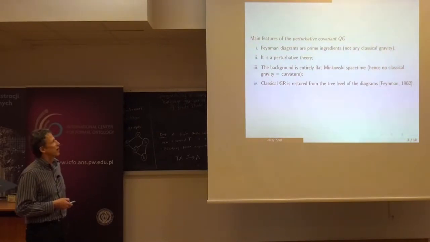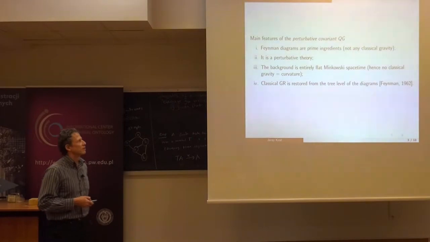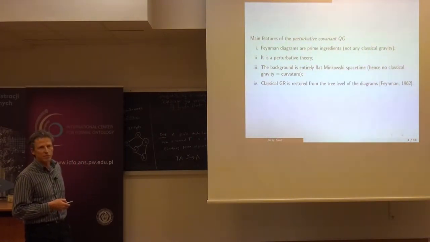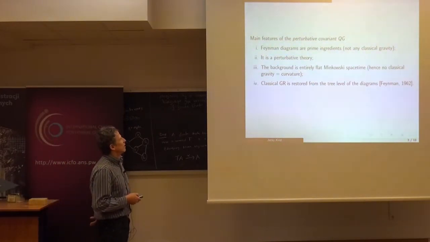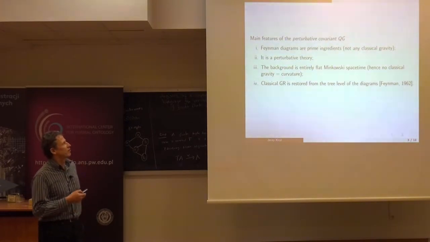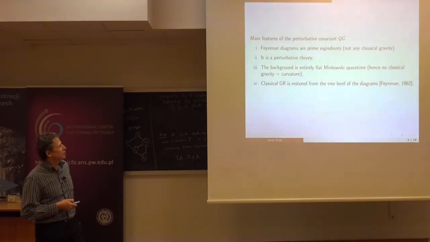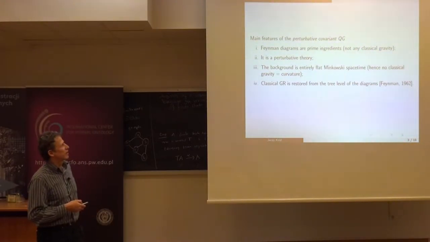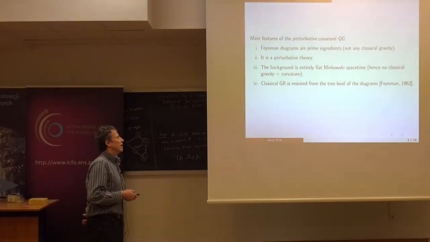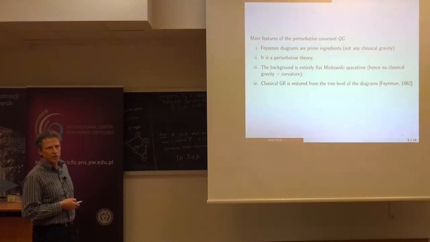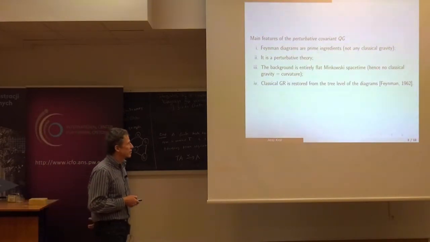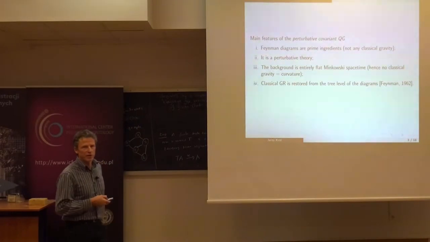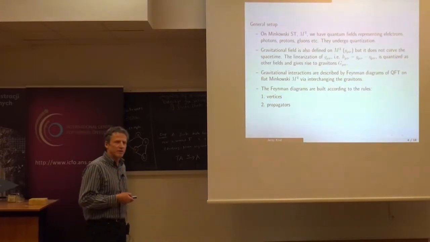The main feature of Feynman's approach was that we forget about classical gravity and just deal with Feynman diagrams as the first data of the theory. It is a perturbative theory because it deals with diagrams. Again, it is worth repeating that the background of the theory is flat Minkowski space-time, which means that no classical gravity, which should be equivalent to curvature, is present there. However, classical general relativity is restored from Feynman diagrams already at the tree level. It is a known result of Feynman from 1962.